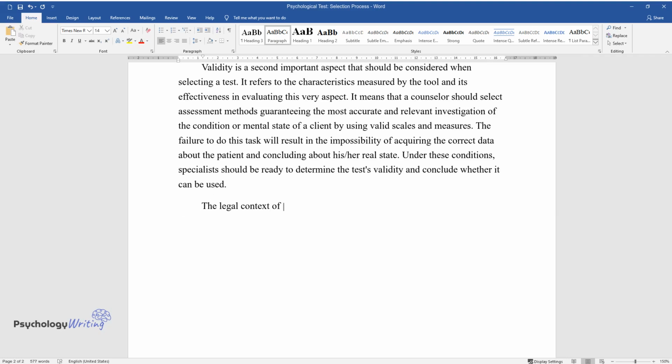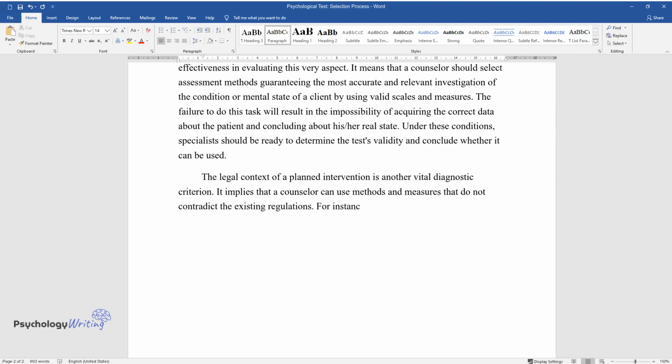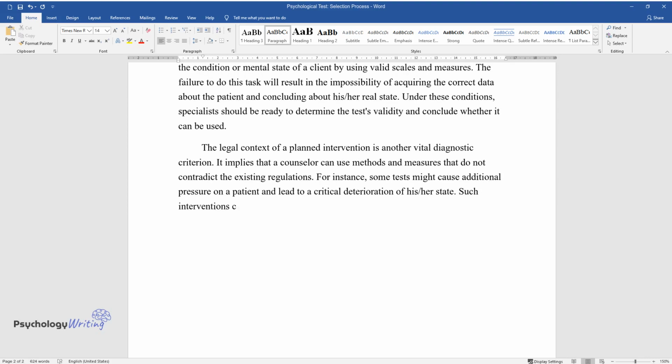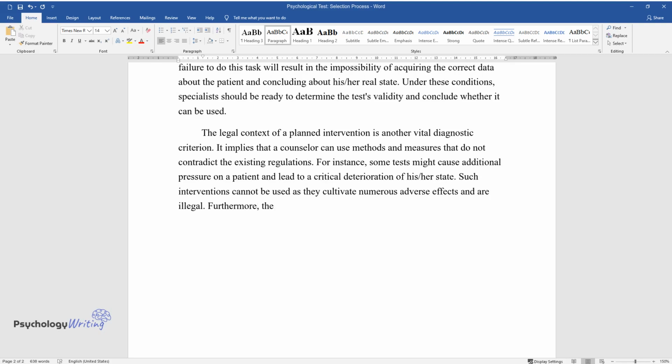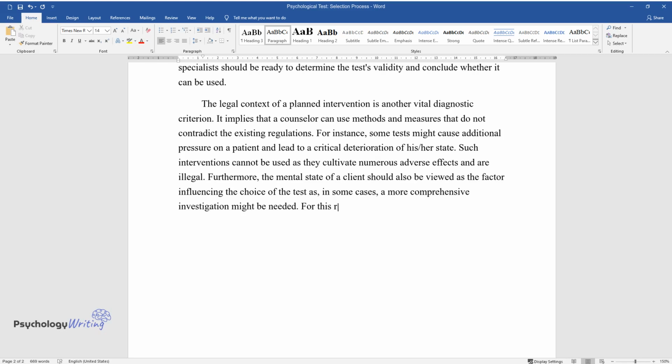The legal context of a planned intervention is another vital diagnostic criterion. It implies that a counselor can use methods and measures that do not contradict the existing regulations. For instance, some tests might cause additional pressure on a patient and lead to a critical deterioration of his/her state. Such interventions cannot be used as they cultivate numerous adverse effects and are illegal. Furthermore, the mental state of a client should also be viewed as the factor influencing the choice of the test as, in some cases, a more comprehensive investigation might be needed. For this reason, this aspect is critical for selecting an appropriate test.